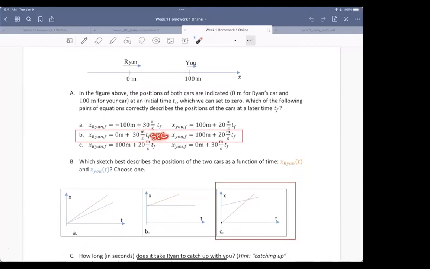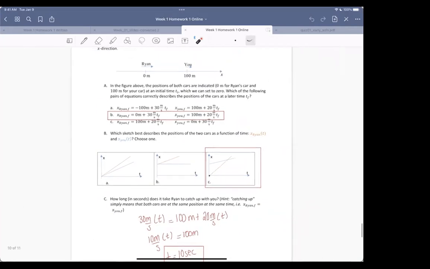So this will be seconds. Seconds will cancel out with seconds. You'll be left with meters at the top. That'll give you your final position for Ryan. And the same thing for you. You start at 100. You're traveling at 20. Multiply the 20, the velocity there, the speed, by your time. Seconds will cancel out with seconds. You'll be left with meters on top, and you can add that to your original position. That'll give you your final position.